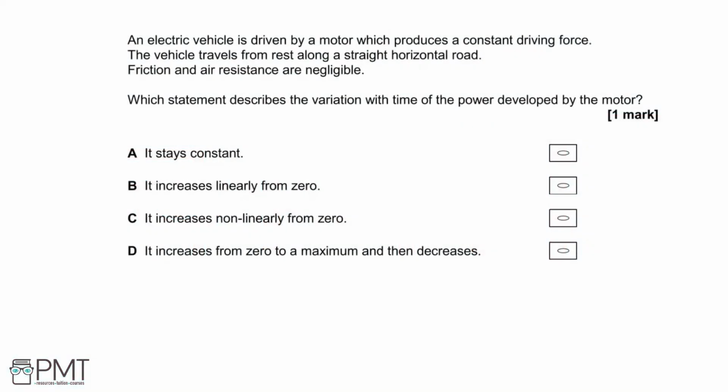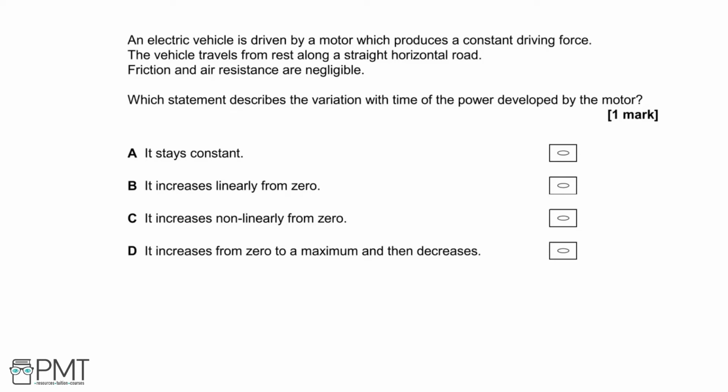An electric vehicle is driven by a motor which produces a constant driving force. The vehicle travels from rest along a straight horizontal road. Friction and air resistance are negligible. Which statement describes the variation with time of the power developed by the motor?